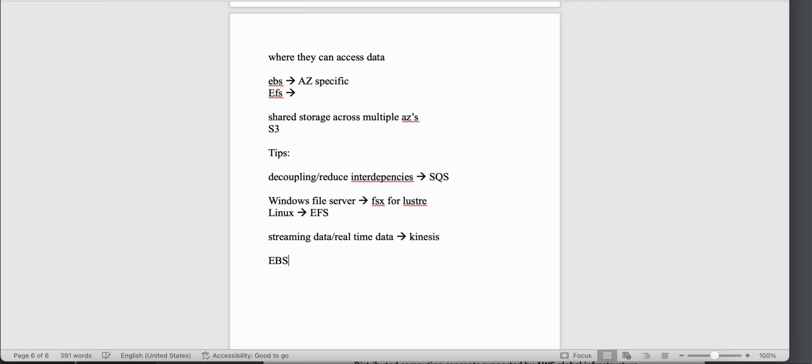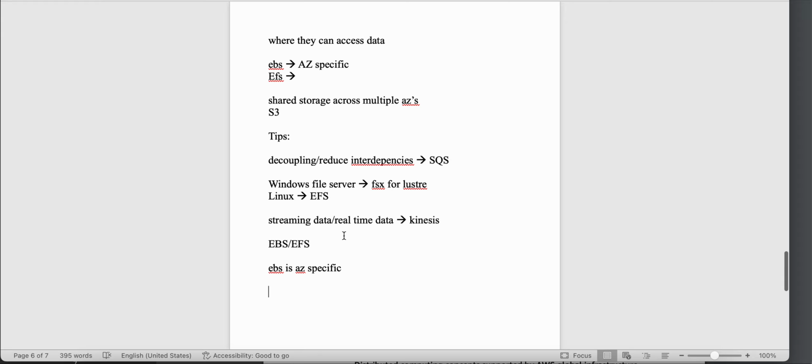EBS, EFS, I've already told you that EBS is AZ specific. So for shared storage, you have to use EFS if there are instances across multiple AZs. And if you see storage, it's storage gateway. Actually, this is for last minute things if you have not heard about it. So storage gateway volume type.